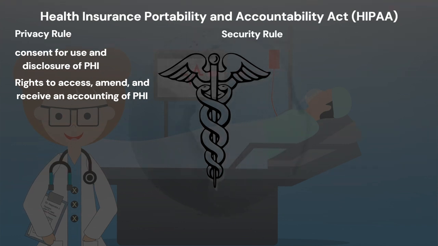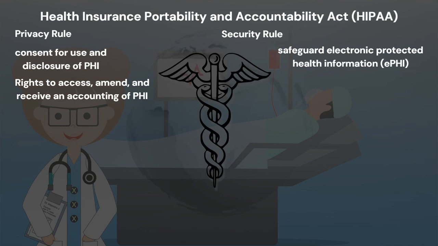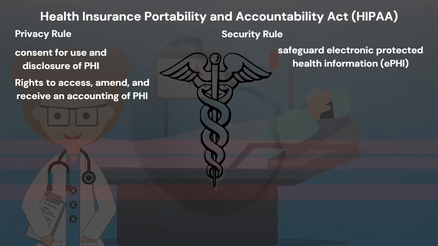The security rule, on the other hand, outlines the security standards that must be met to safeguard electronic protected health information, EPHI. Under the HIPAA security rule, covered entities and their business associates are required to implement administrative, physical, and technical safeguards to ensure the confidentiality, integrity, and availability of EPHI.